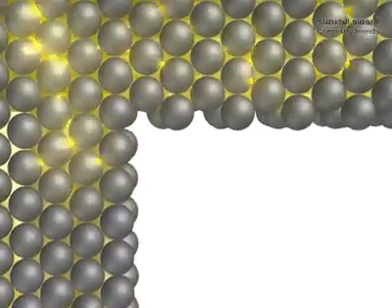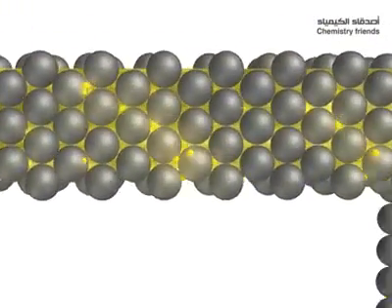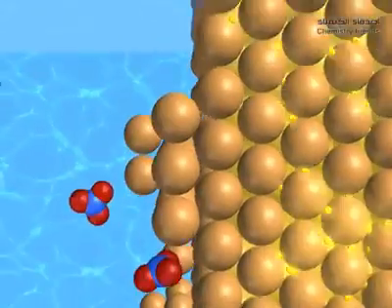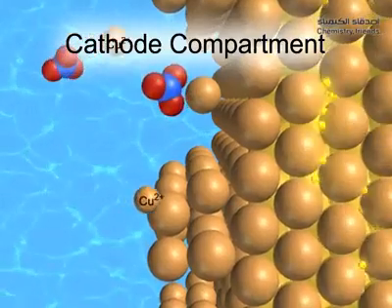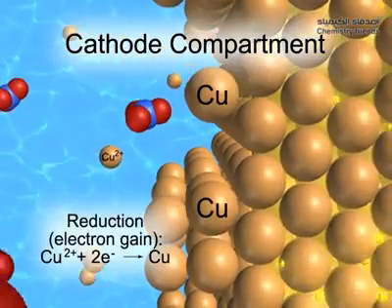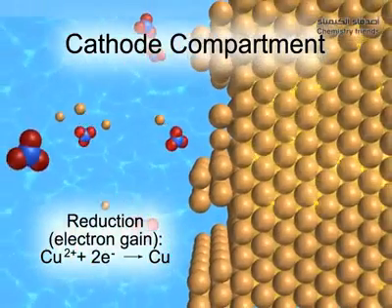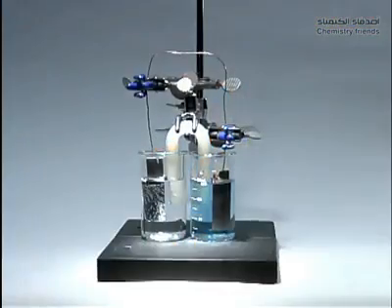They travel through the wire and flow into the cathode, the site of reduction. When a copper-2 ion in the cathode solution makes contact with the copper electrode, it gains 2 electrons and is reduced to a copper atom, which deposits on the bar. Therefore, as the cell runs, the zinc anode becomes lighter and the copper cathode heavier.